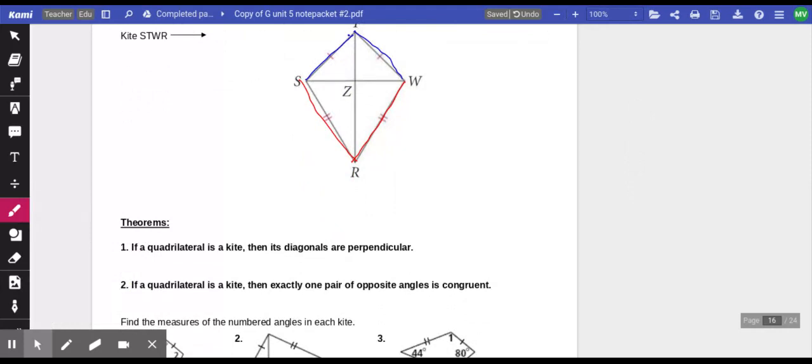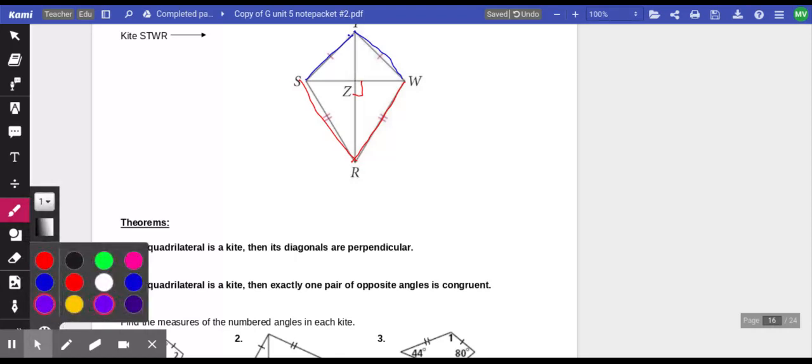If a quadrilateral is a kite, then the diagonals are perpendicular. So there's a right angle right here in the middle. If a quadrilateral is a kite, then exactly one pair of opposite angles is congruent. And those opposite angles are always going to be the two that are in between our different pairs of congruent sides. So in this one up here, angle TSR is congruent to angle TWR.